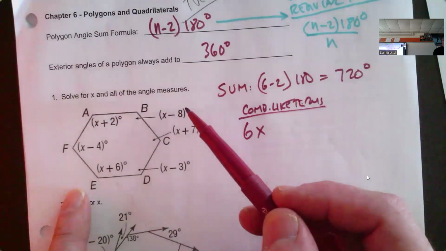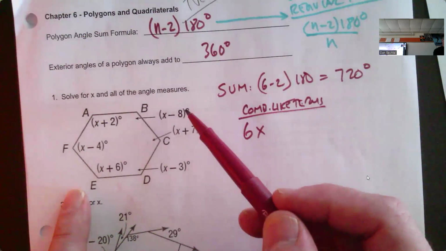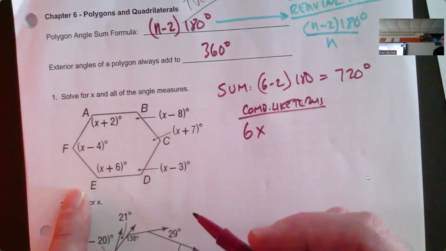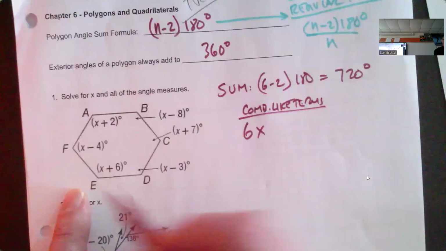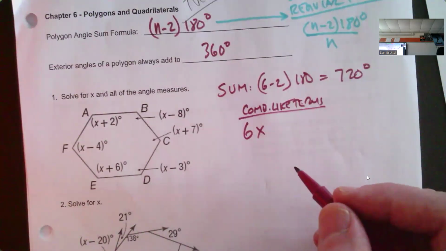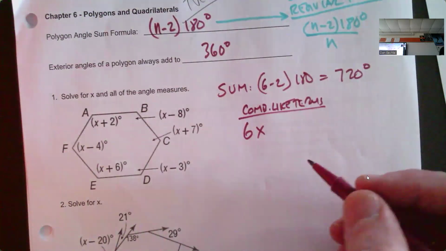Still with me? Okay. +2, +6, and +7 would make +15. So we combine them together. All of these angles together are 6x. Sydney, what's up? Your hand was up. What's going on?